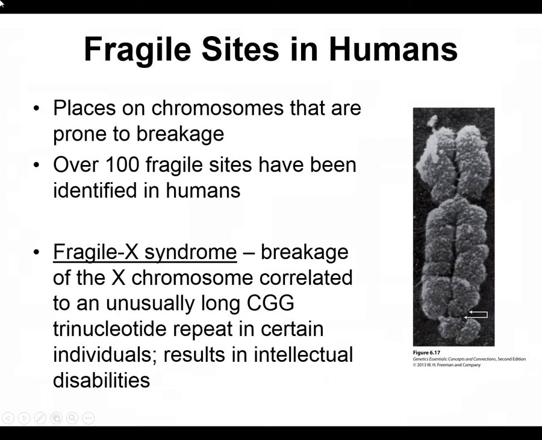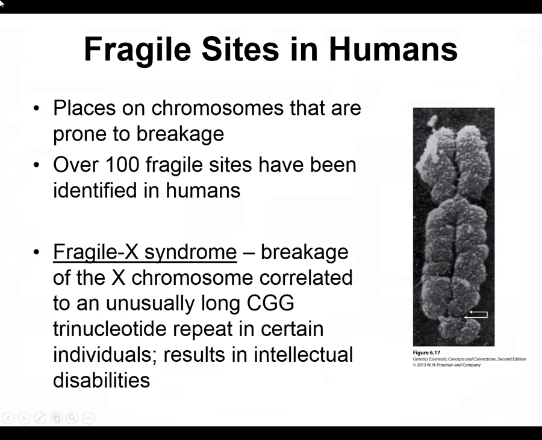It turns out that some people have a very long CGG trinucleotide repeat on their X chromosome. And if you inherit that, then your X chromosome gets very narrow. I don't know if you can tell on this picture, but it's very narrow, and it will break. And that is correlated to or results in individuals who have intellectual disabilities. If the chromosome breaks, say, before it gets passed into a gamete, then the embryo, the next individual, will have a missing piece and you'll have a problem. But that's a pretty well studied fragile site.